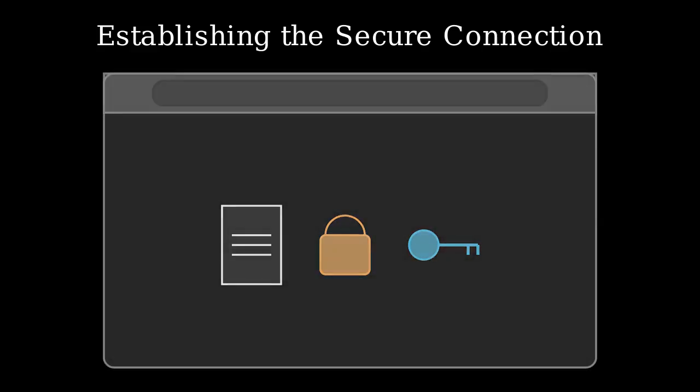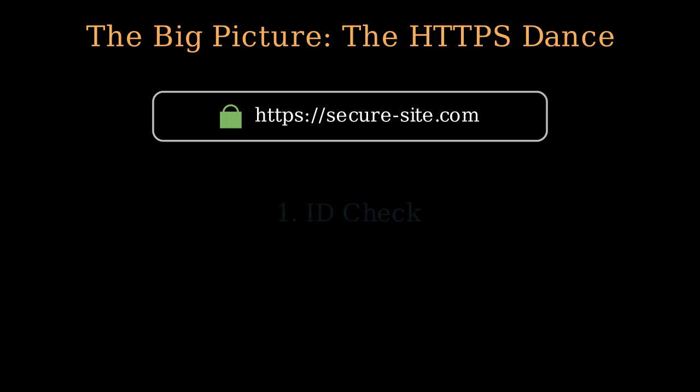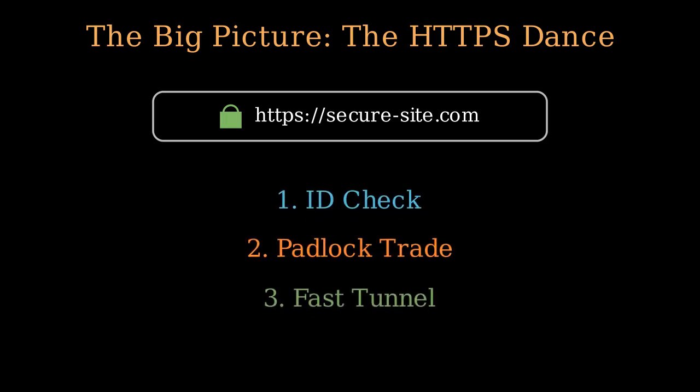Watch how this all comes together. The trusted certificate, the public padlock, and the fast shared key combine to create that familiar green lock in your browser. So HTTPS is not just a hidden code, it is a three-step dance.